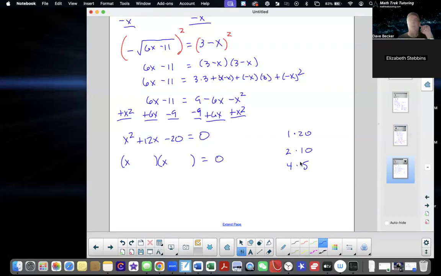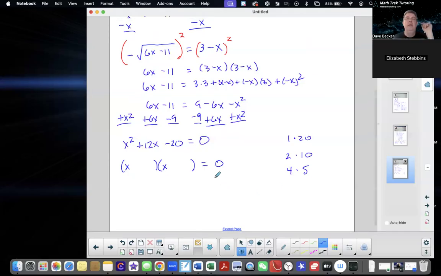Now, the temptation is, oh, 2 and 10 is 12, right? But 2 times 10 is positive 20. We need it to be negative 20. So one of them has to be a negative. For any of these to work, right? So when there's a minus here, you're looking for two factors whose difference is 20. I'm sorry, is 12. So 20 minus 1 is 19. Nope. 10 minus 2 is 12. Nope. 5 minus 4 is 1. Nope.